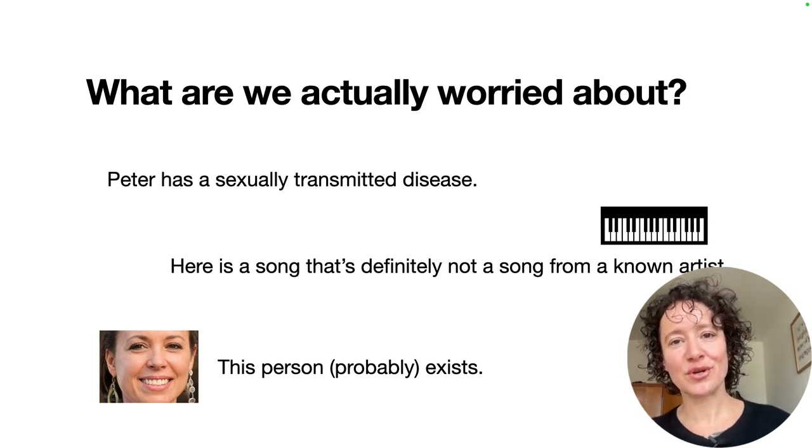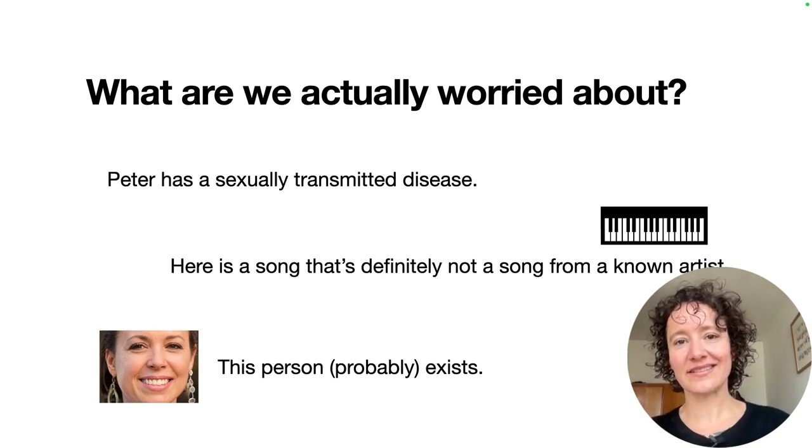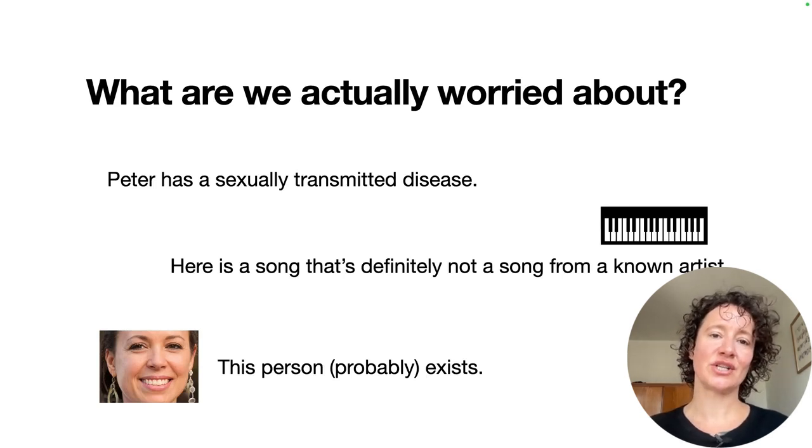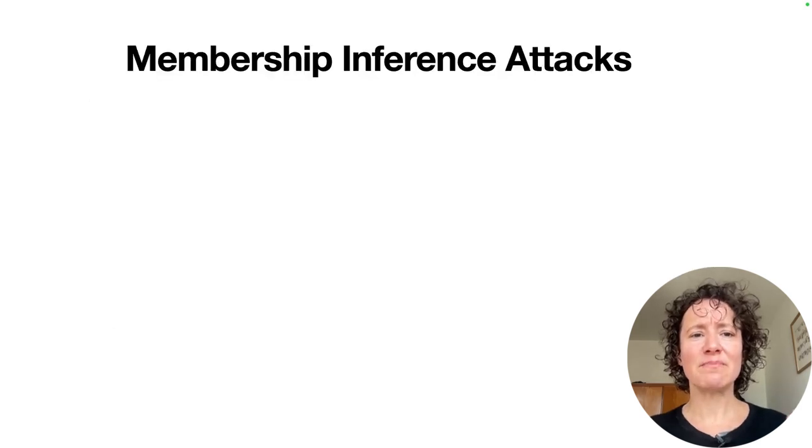And if you're a machine learning person, I recommend you read this paper called This Person Probably Exists, which was one of the first to talk about the problem of image generation in deep learning networks, basically paraphrasing or using literally people's faces as part of the output. So these are all things that we're maybe worried about. So how do we actually measure them?